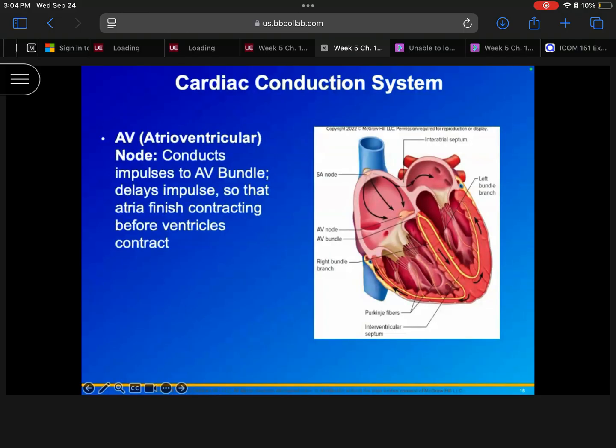It has the responsibility of then conducting signals to the AV bundle. Now, we're going to have a delay in response here. So we have the SA node, and we hit the atria so that we have atrial systole. Everybody's in it together, woohoo. And we're sending the signal down here, but we slow up. Why would we slow up?